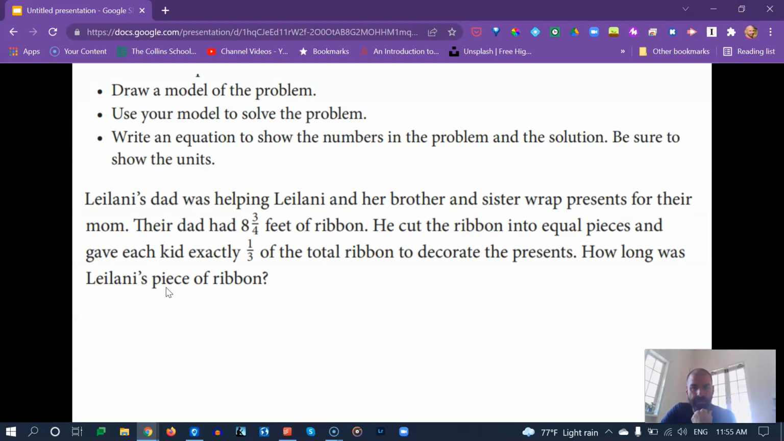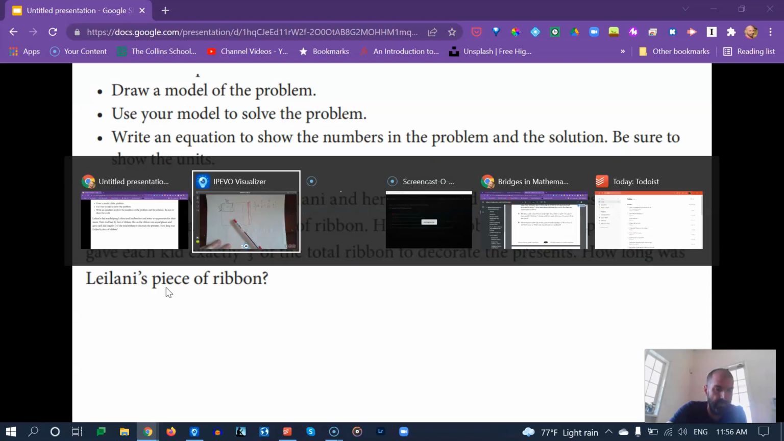Leilani's dad was helping Leilani and her brother and sister wrap presents for their mom. Their dad had 8 3/4 feet of ribbon. He cut the ribbon into equal pieces and gave each kid exactly 1/3. Okay, how long was the piece of ribbon? So I'm probably going to do length here again.